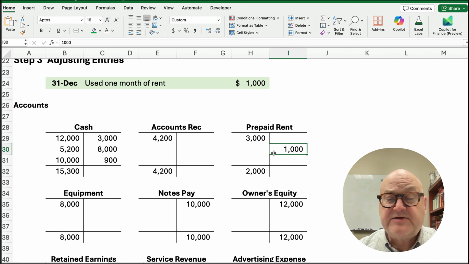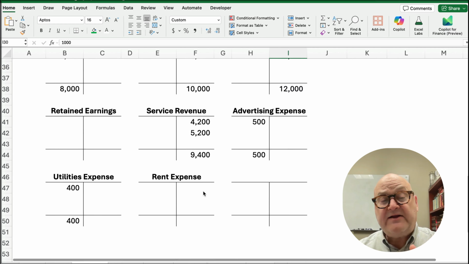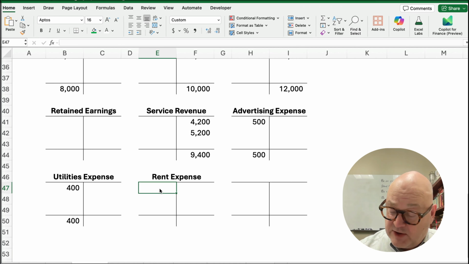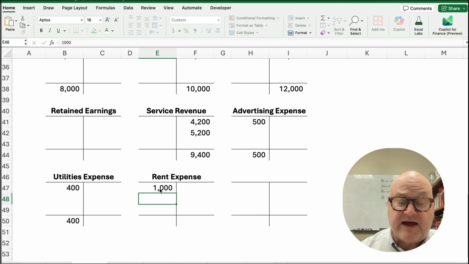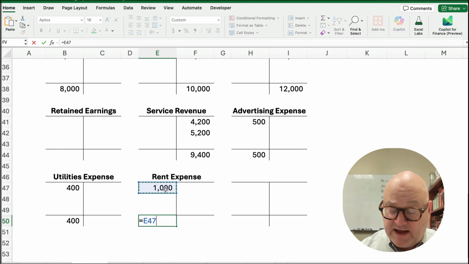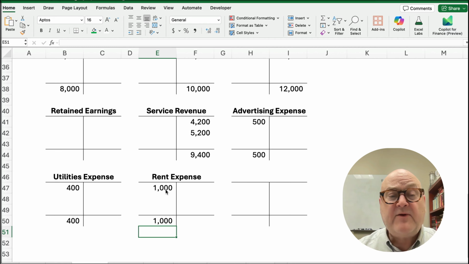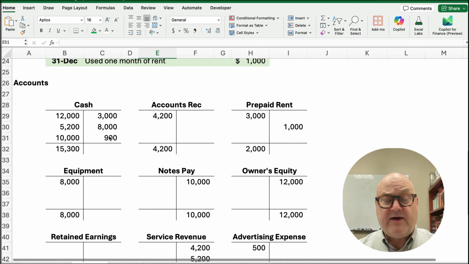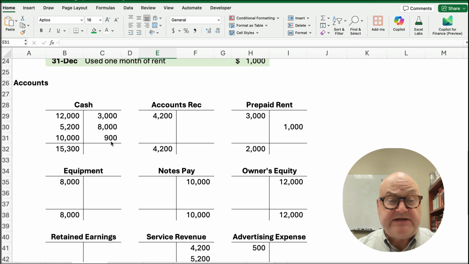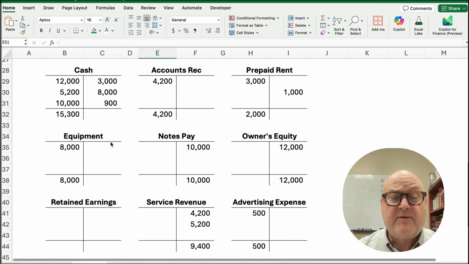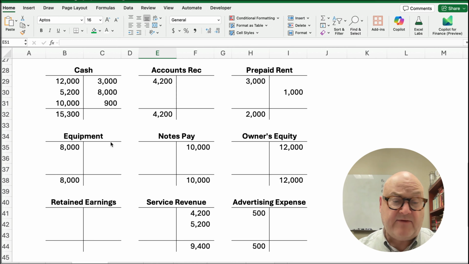So this right here is our adjusting entry. Now what's the other side of that adjusting entry? It's going to be rent expense of $1,000. And so our balance of rent expense is $1,000. Okay, so now we have all the accounts. We've handled all the transactions and then any adjusting entries. So here are the balances of all our accounts.